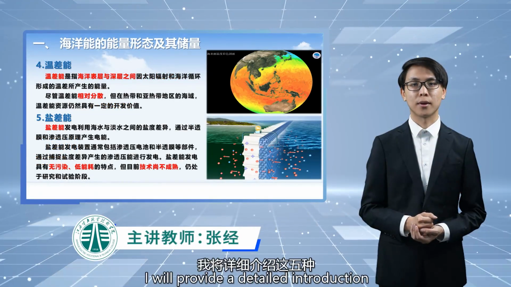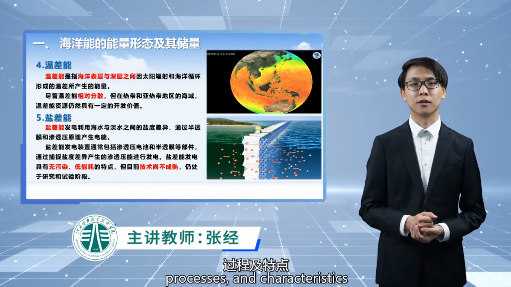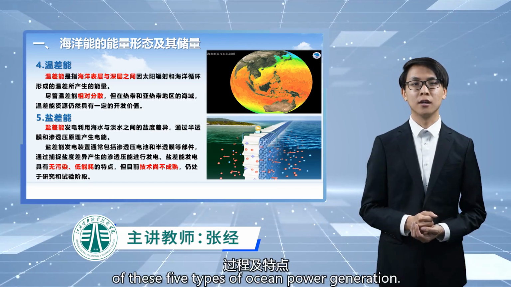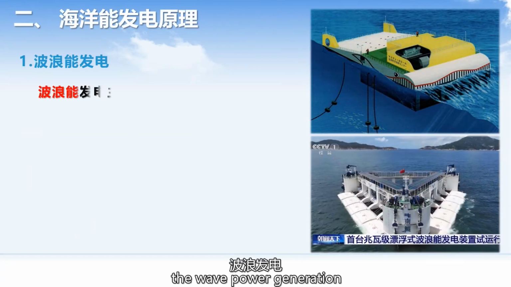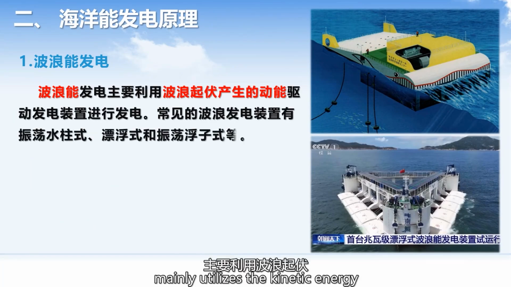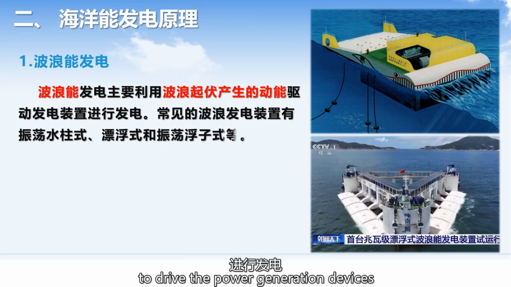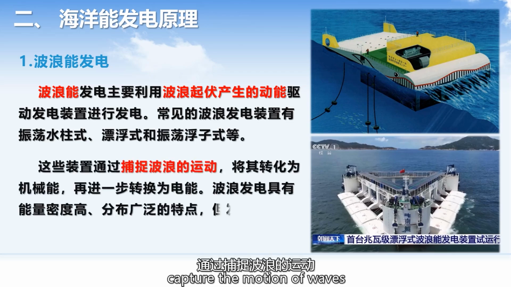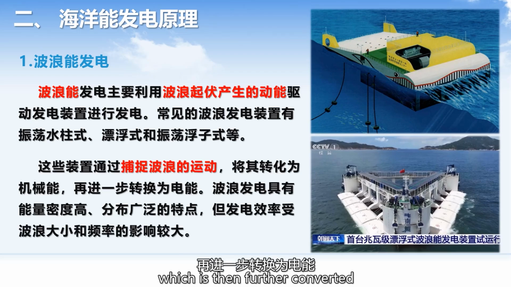Next, I will provide a detailed introduction to the main principles, process, and characteristics of these five types of ocean power generation. The first one is wave power generation. Wave power generation mainly utilizes the kinetic energy generated by wave fluctuations to drive power generation devices to generate electricity. These devices capture the motion of waves and convert it into mechanical energy, which is then further converted into electrical energy.